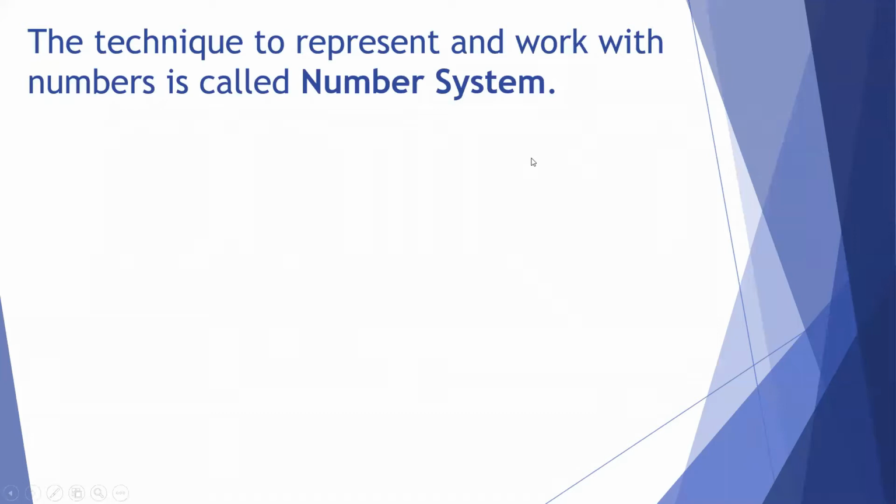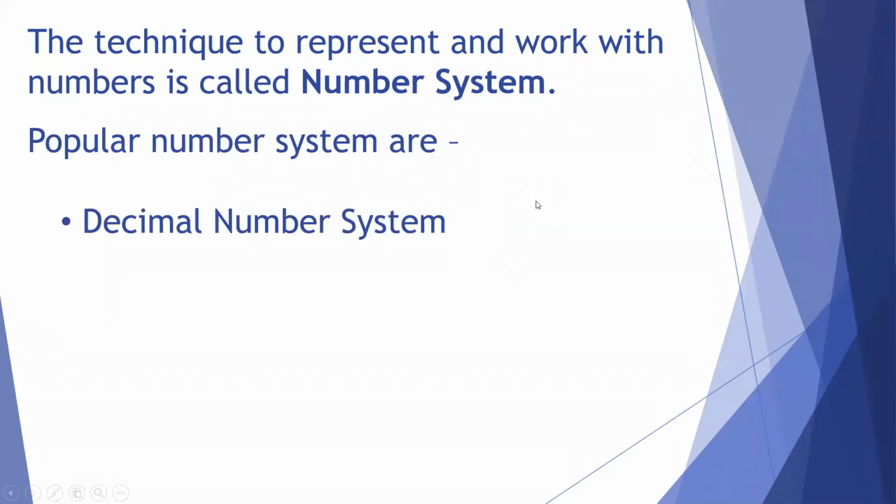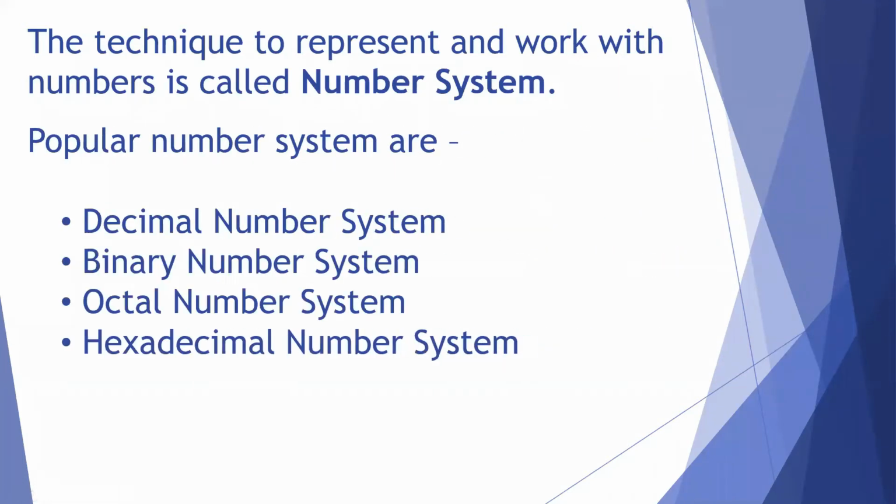Now the most popular number systems are the decimal number system, binary number system, octal number system, and hexadecimal number system. Other than these, there are many number systems with different bases. You can have base 3, base 4, base 5, like that. But the major popular number systems are these four: decimal, binary, octal, and hexadecimal. We'll study them one by one.